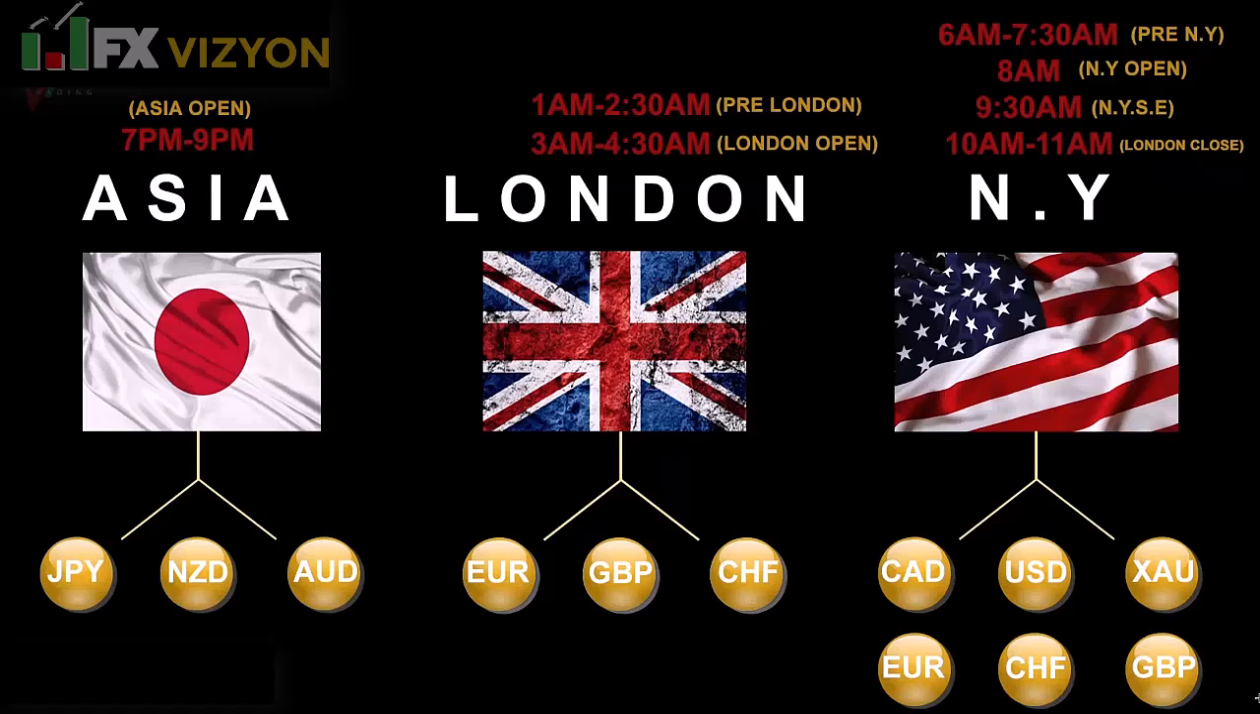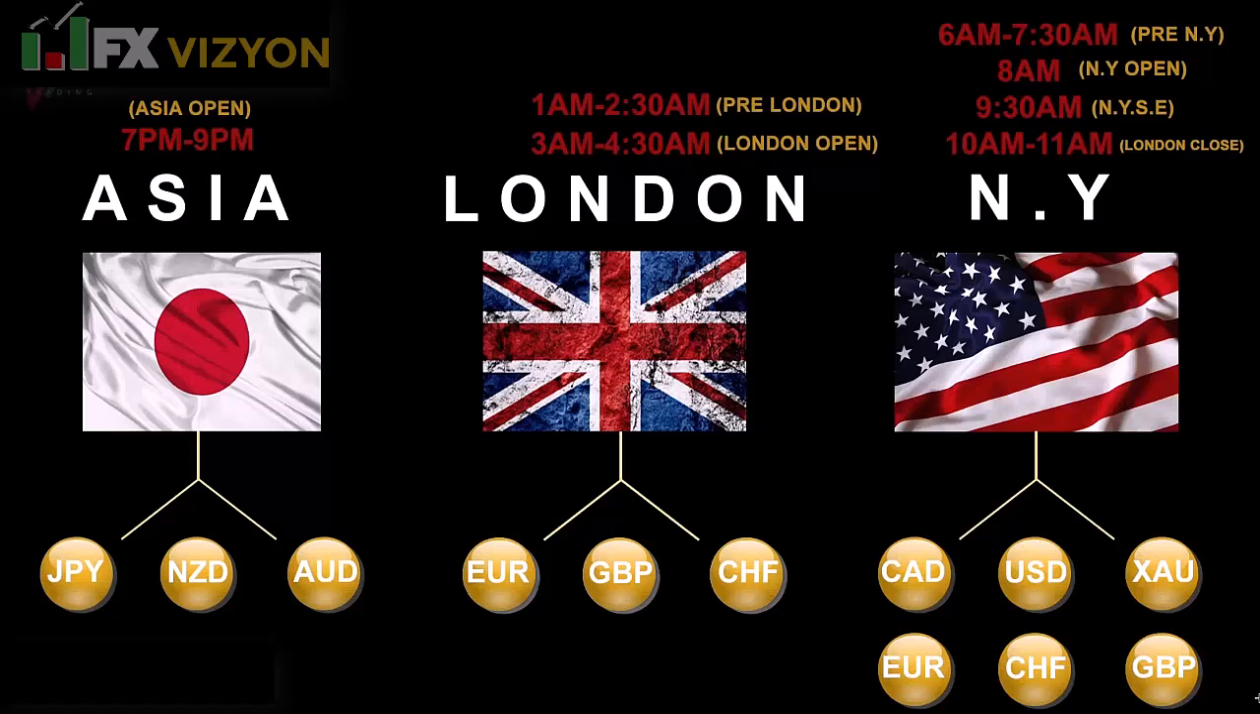Then we have New York. Now you notice that this one has the most, right? Because we have pre-New York, New York Open, and then we have this thing called NYSE. We're going to get into that. And then also London Close, because in the previous video, I had mentioned that you have these sessions that overlap. So let's start off with New York.